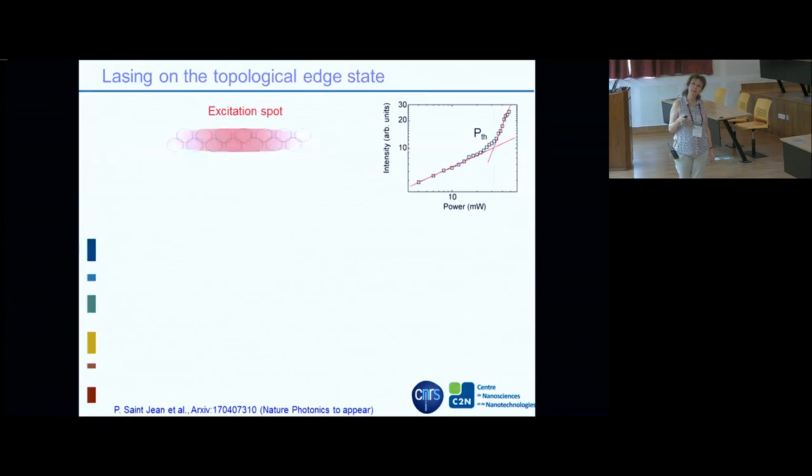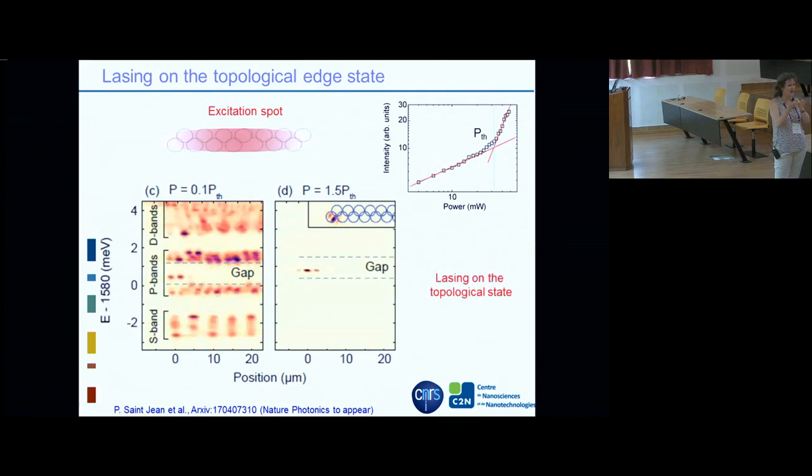Then what we did is to position our laser spot overlapping the end pillar and see what was going on when we increased the non-resonant pumping. We have several chains. We can change the exciton-photon detuning, so we can change the gain. And we were lucky enough to be able to choose an exciton-photon detuning which allows the lasing to be triggered on the edge state in the gap.